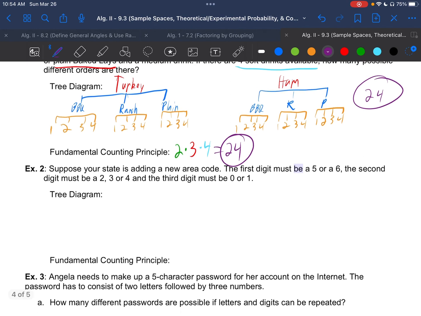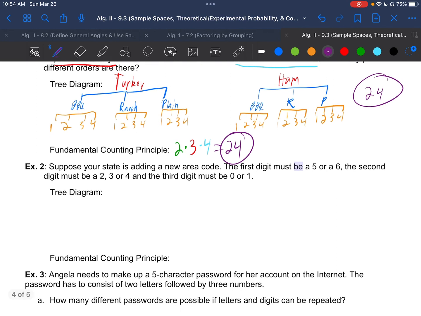So on this next one, I want you to try the tree diagram and then try the fundamental counting principle. So suppose your state is adding a new area code. The first digit must be a 5 or 6, and the second digit must be a 2 or 3 or 4. And the third digit must either be a 0 or 1. So you can either start with a 5 or a 6.